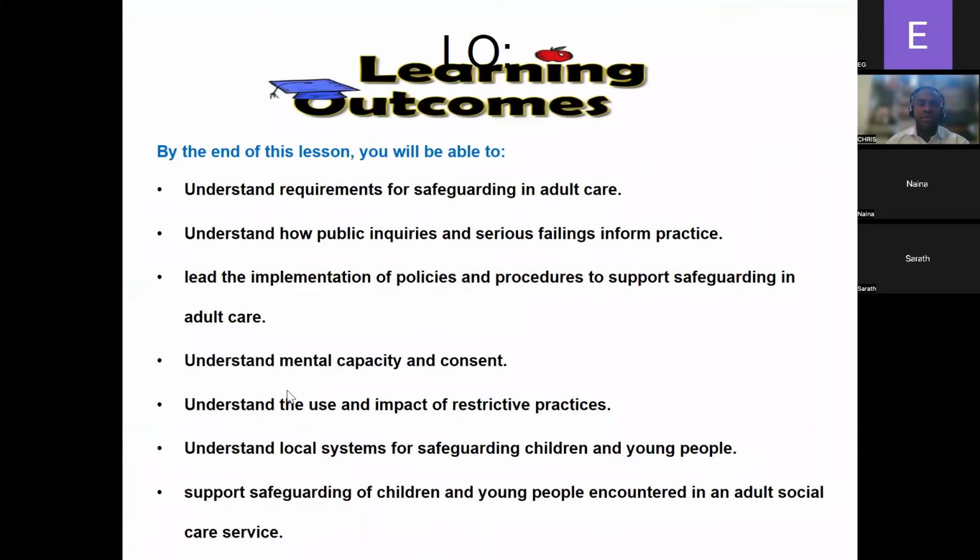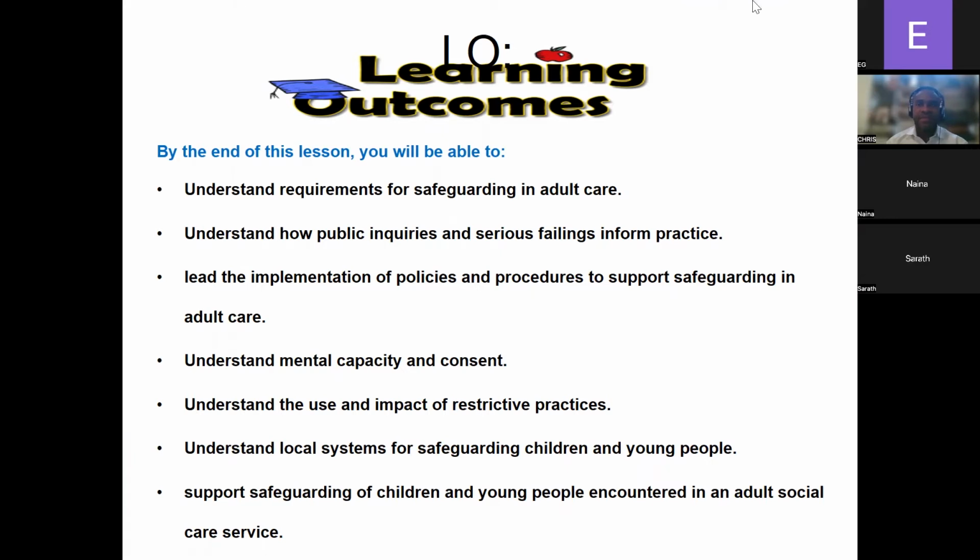Okay, so these are the learning outcomes that we're going to be covering. Can I have Sarah, please take the first 4 learning outcomes for us, and Nina will take the next 3.